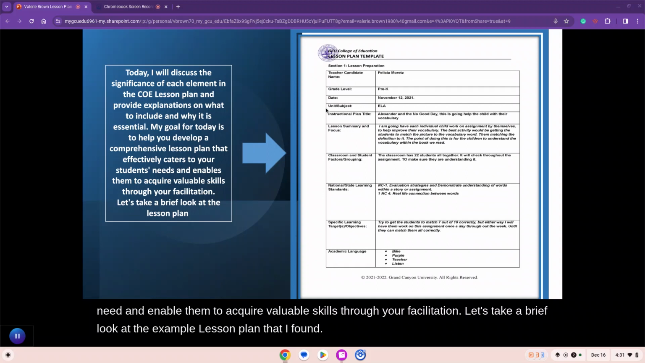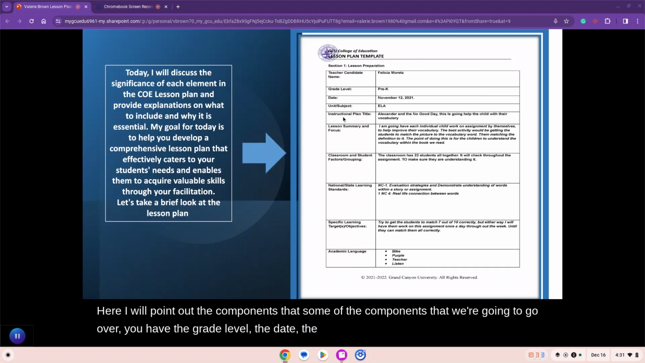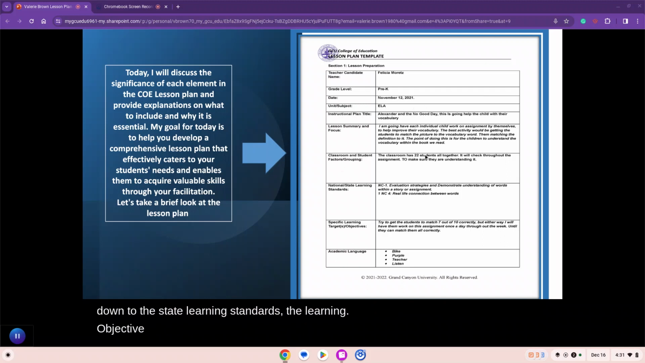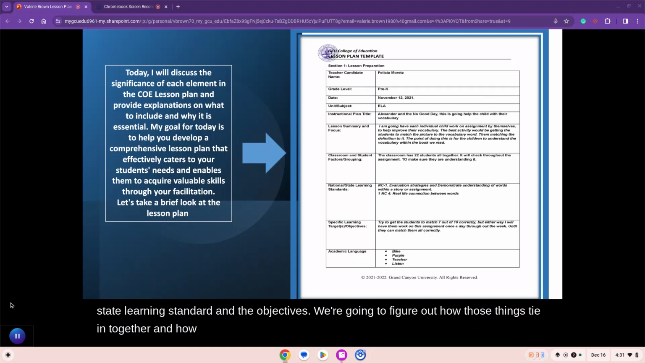Here I will point out some of the components that we're going to go over. You have the grade level, the date, the unit of study, instructional plan, and then it goes down to the state learning standards, the learning objective, academic language. These things are important, but most important are the state learning standards and the objectives. We're going to figure out how those things tie in together and how they work with assessments. Let's go on to see.